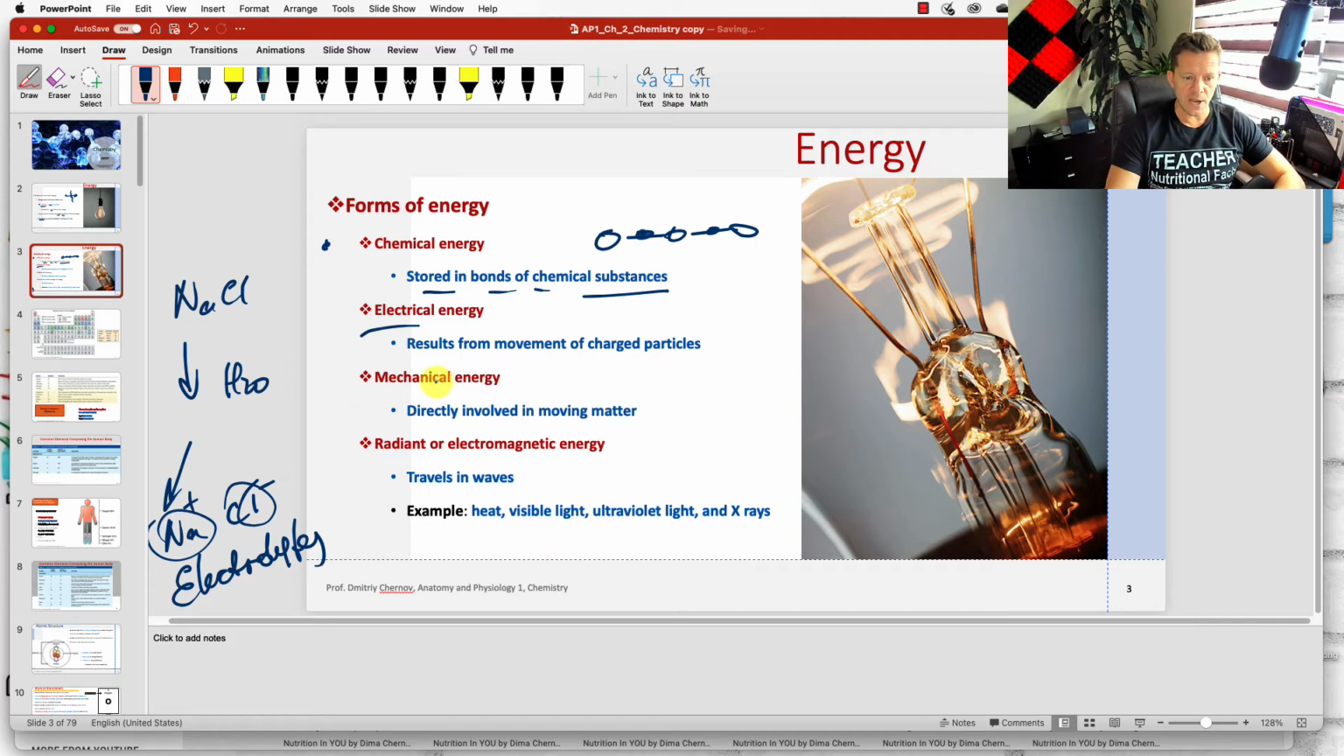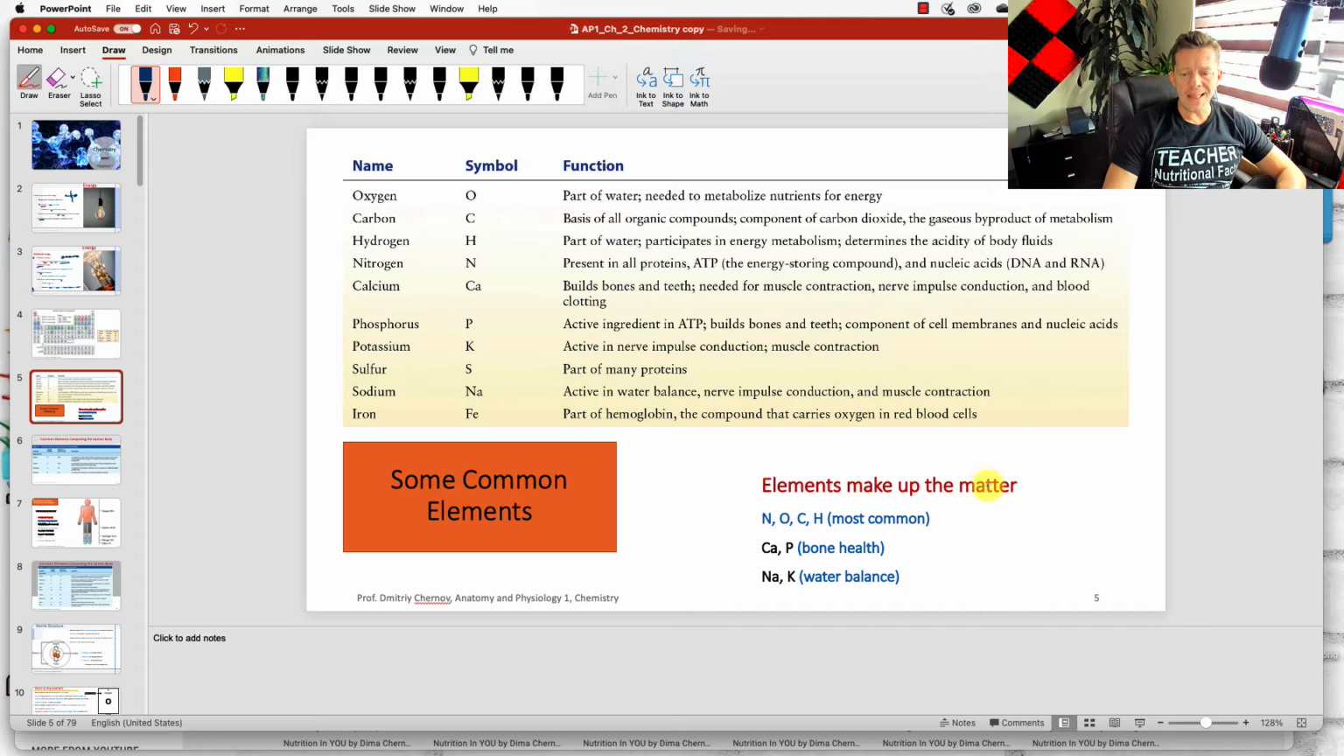that's another example of electrical energy. So the elements that make up matter, there are lots of them. However, the most important ones that we're going to concentrate on are these. So these make up most of our body.